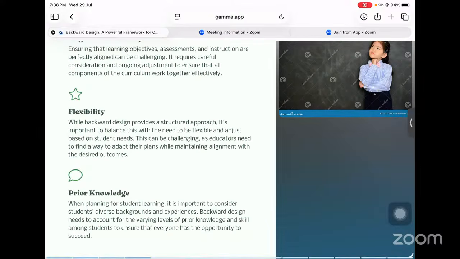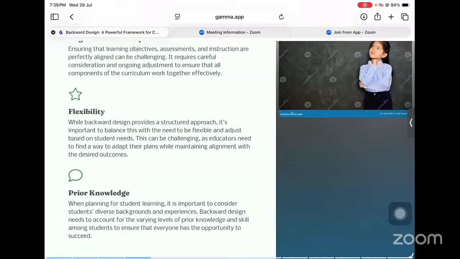Now, there could be challenges in flexibility. Teachers may need to be flexible and adjust their teaching and learning based on the student needs. Okay, so flexibility is important, but it may also pose a challenge. So you will have to think about how you're going to differentiate your instruction, and based on that, you use this planning method. Now, prior knowledge is very important for your students.